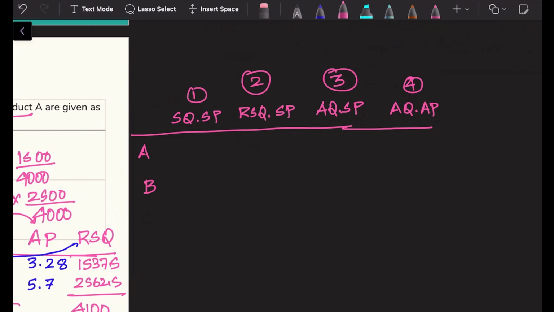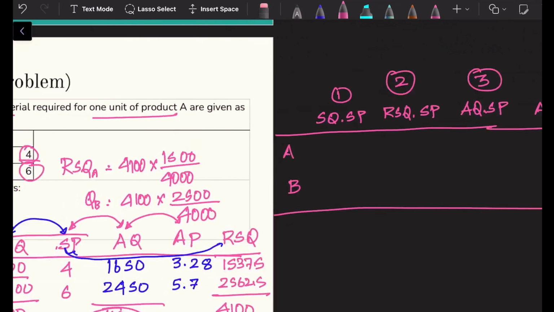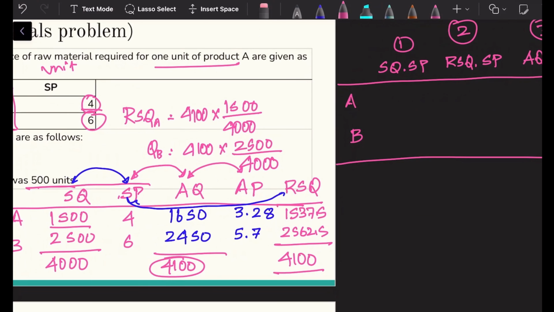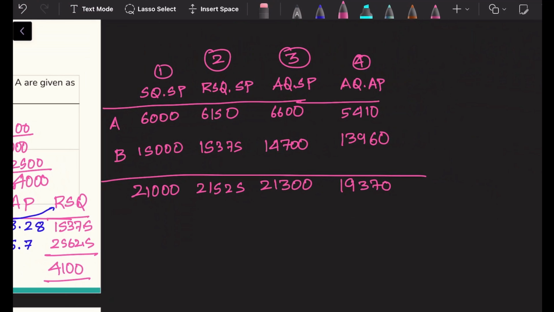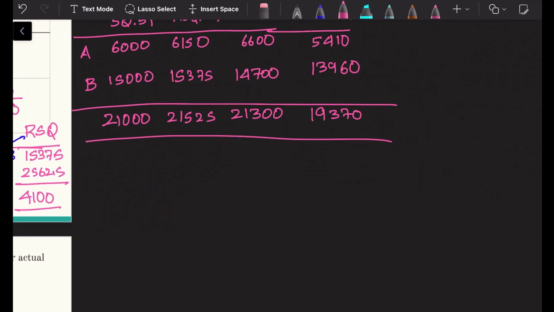So once this table is ready, what will I do? I will start multiplying each of the quantities. So SQSP will be 1,500 into 4, 6,000, 2,500 into 6 is 15,000, then total is 21,000. Like this, I will calculate the entire table. I have calculated all the factors and taken a total of them. So this was the 2nd step. The 3rd step is very easy.